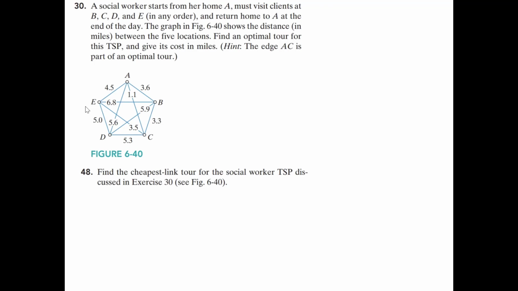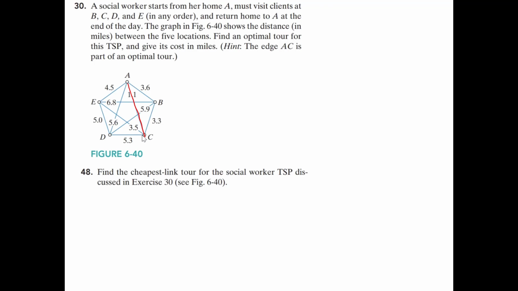And so the cheapest link tour isn't going to guarantee us the optimal one, but it's a lot easier to use, and for most purposes it will be good enough. Right, so find the cheapest link tour for the social worker TSP. We scan around and we definitely want to use A to C. Now we don't want to close any circuits, but using the edge from A to C, you can't close a circuit.